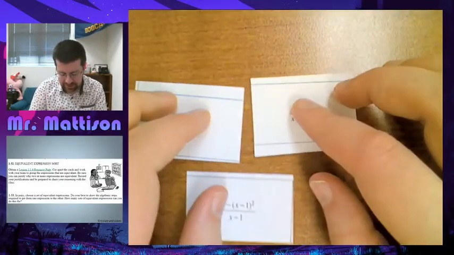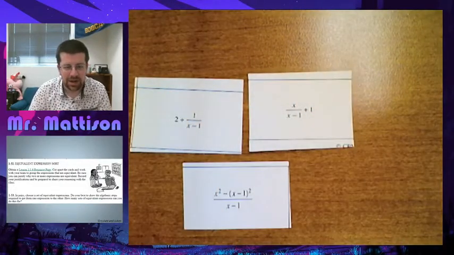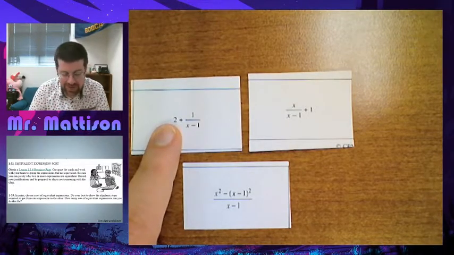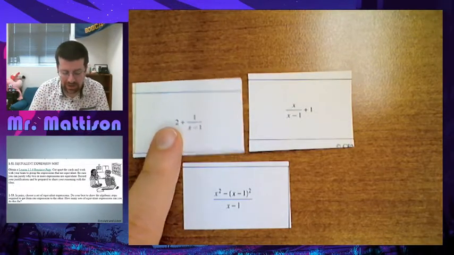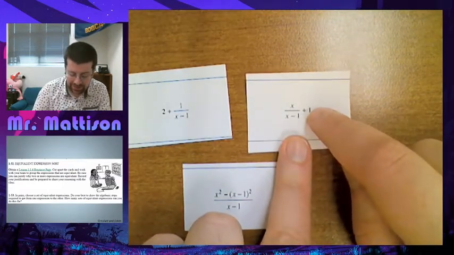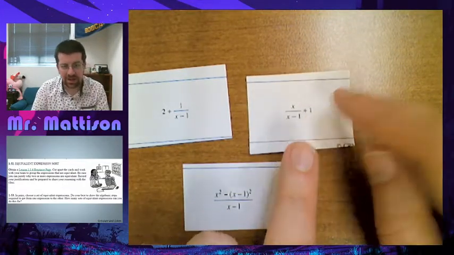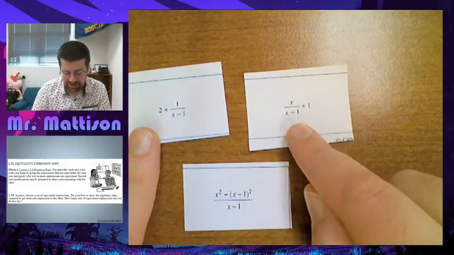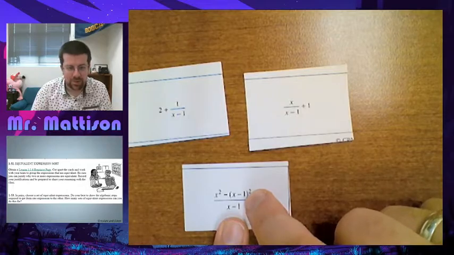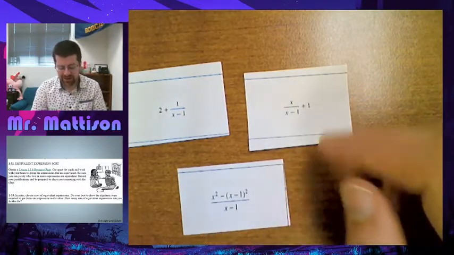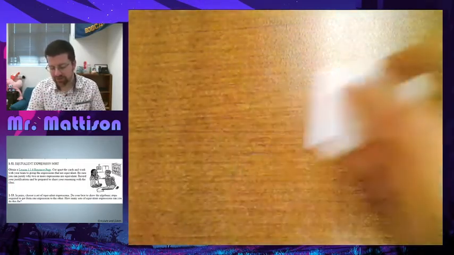Then we have these 3 here. On these ones, they all have that x minus 1 on the bottom. If we change this into 2 times x minus 1 over x minus 1, and we join it in, and same thing here, make this x minus 1 over x minus 1, and we combine these, we're going to see equivalent expressions. Also, if you multiply this x minus 1 squared out and combine some like terms, you're going to get that same expression there.